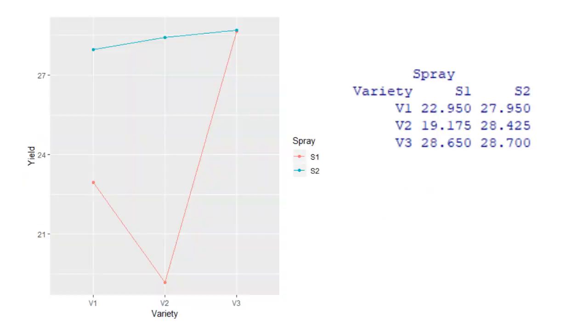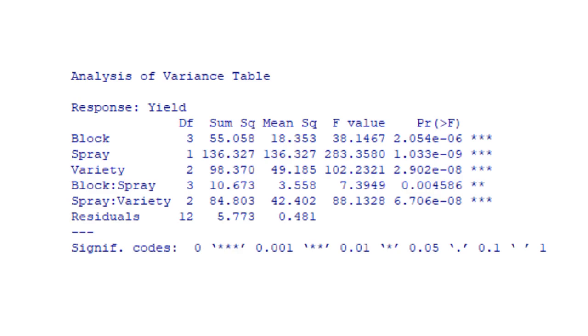The interaction plot. Based on this plot, we can see a possible interaction between the variety and insecticide spray. As a default, any software will only provide one residual or error term. For a split plot, we must specify the term for the main plot error, which is block by spray interaction. The ANOVA table.